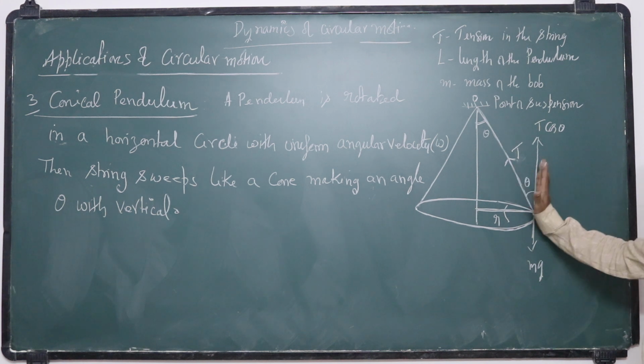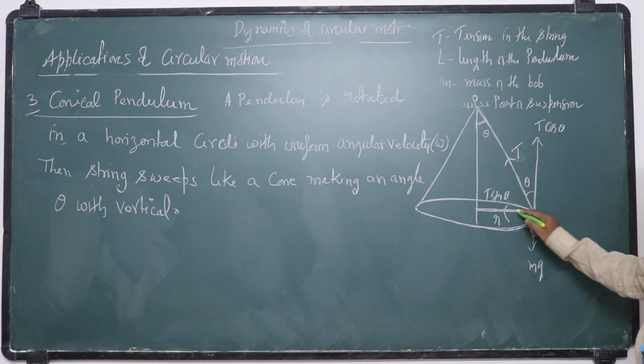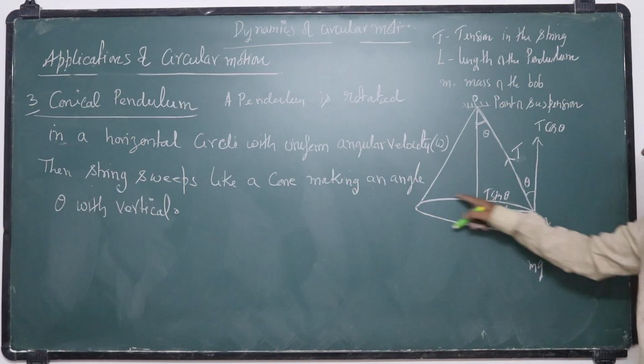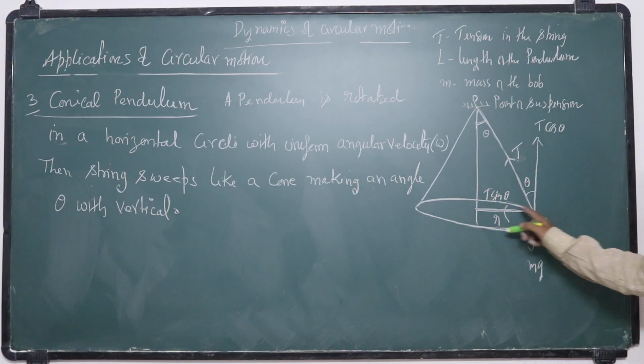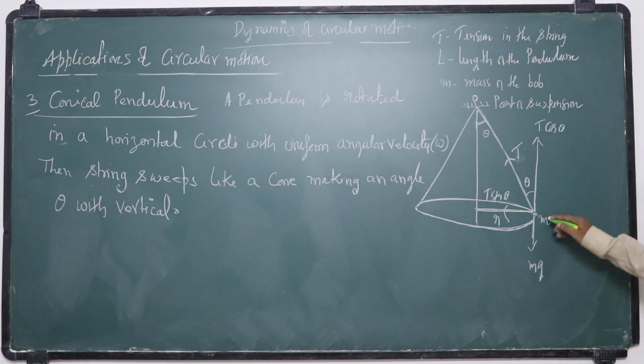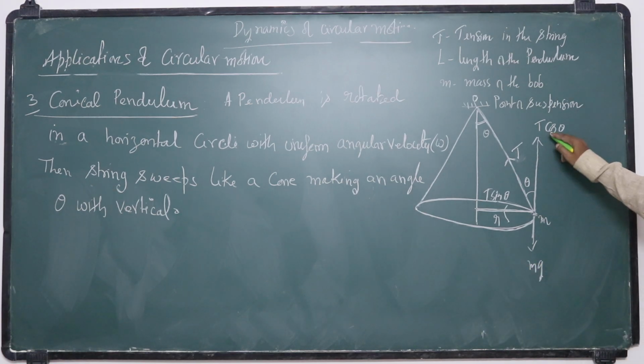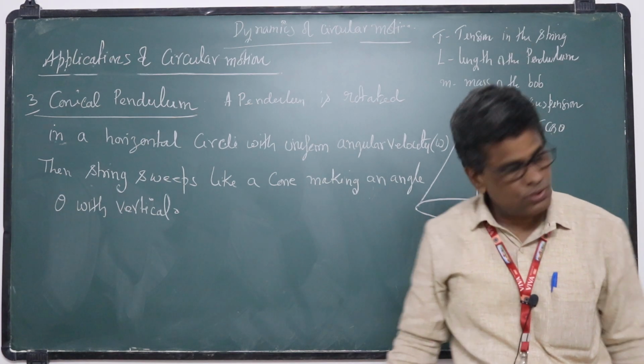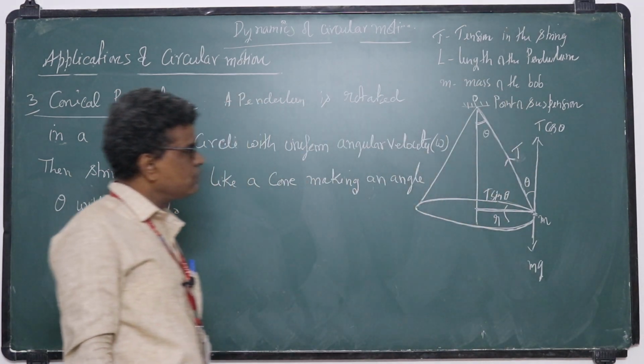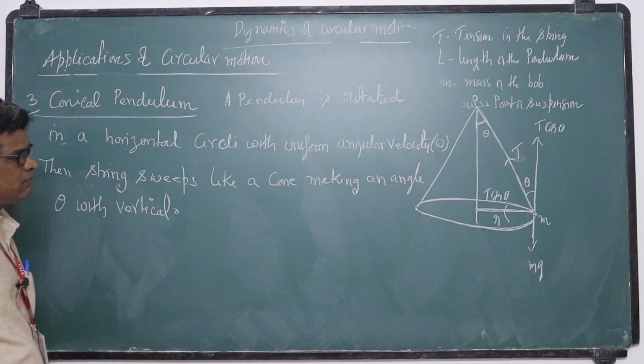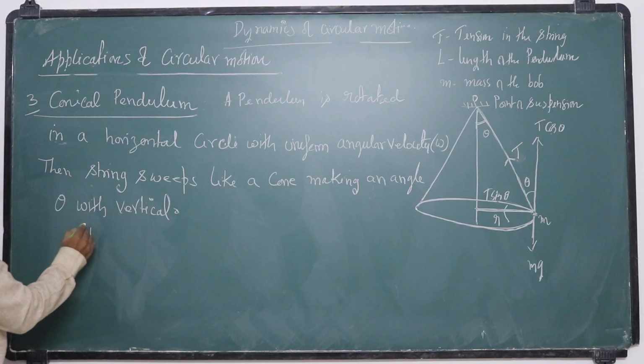This is T, its component is T cos theta, and T sin theta will be in this direction. This component of tension, T sin theta, will provide the necessary centripetal force to this bar. That's why it rotates in a circular path. So this mg balances with the T cos theta. So here, which component of force will provide the necessary centripetal force? T sin theta.